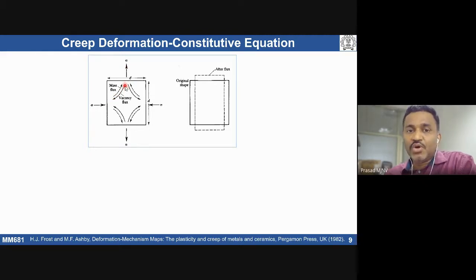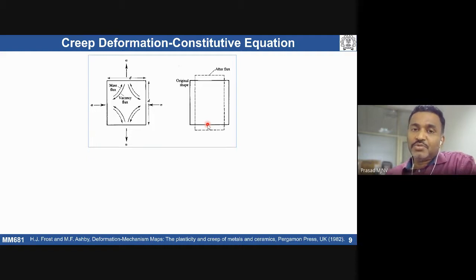Vacancies are going to move towards the compression side. So initially the shape changes to this kind of shape. That means there is a displacement deformation in the material. This is called creep deformation. When I say high temperature, we are talking about vacancies playing a significant role, because diffusion is going to take place. So mass transport and vacancy transport can lead to shape change in the material.